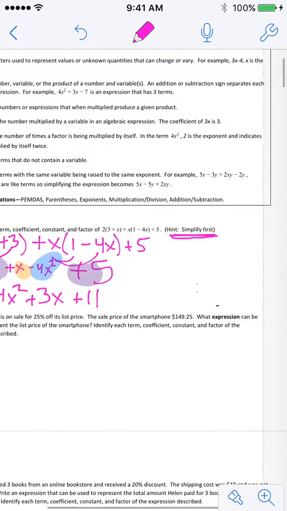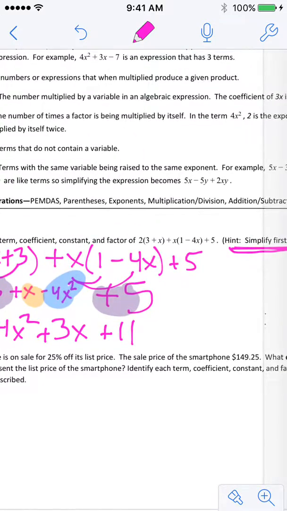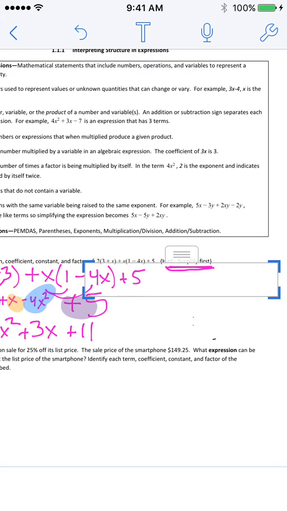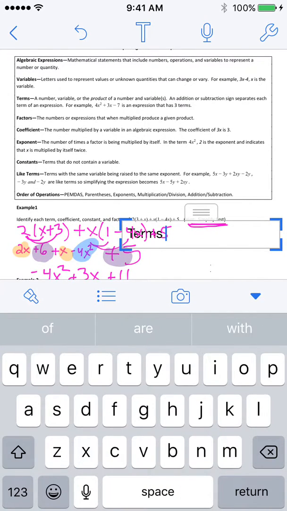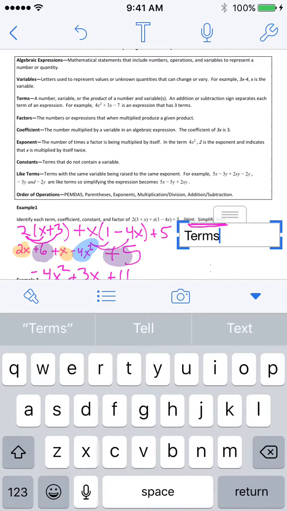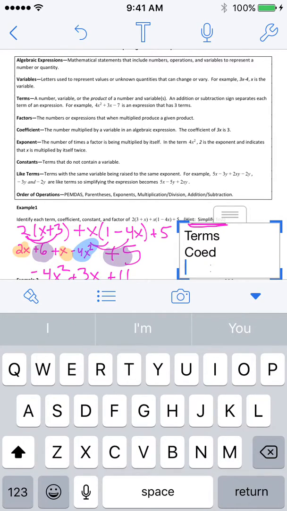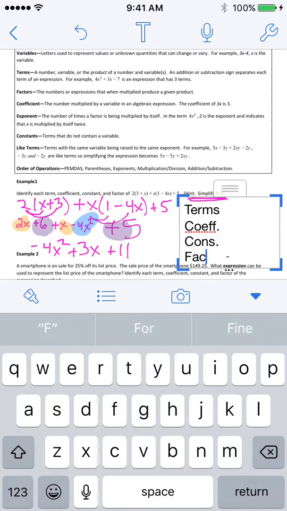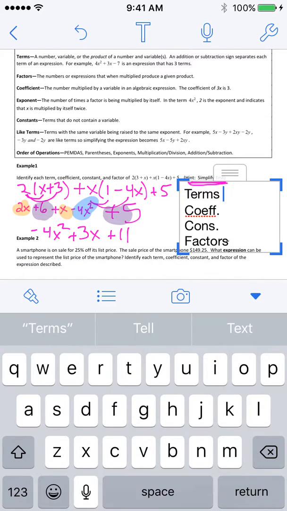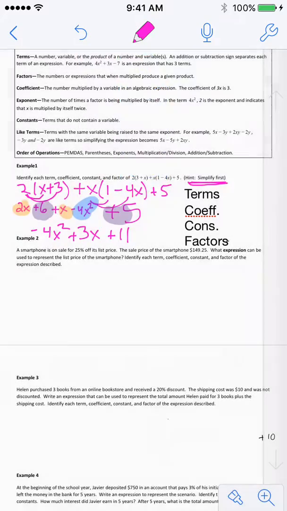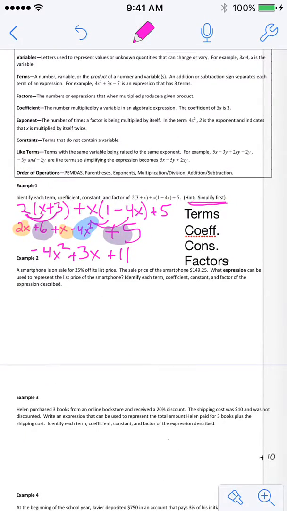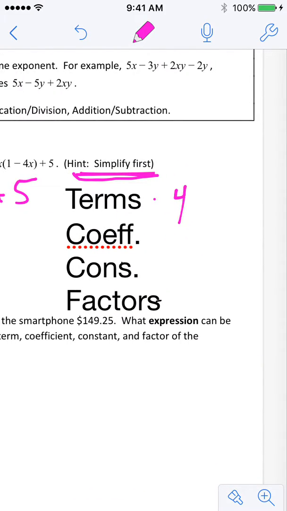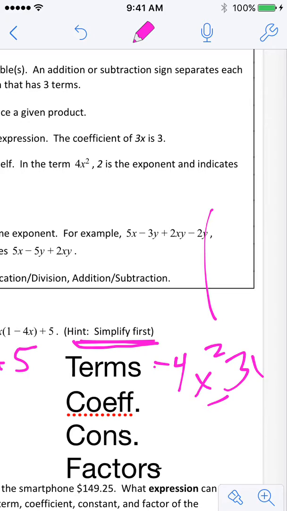But we need to identify this stuff. Now, we've talked about what a term is, a coefficient, a constant. We haven't talked about a factor yet, but let's talk about the first 3. So, we've got terms, coefficients, constants, and factors, right? Alright, so let's talk about those. Each term is separated by a plus or minus. So the terms would be negative 4x squared, definitely going to need a stylus, 3x, sorry guys, 3x, and then 11.